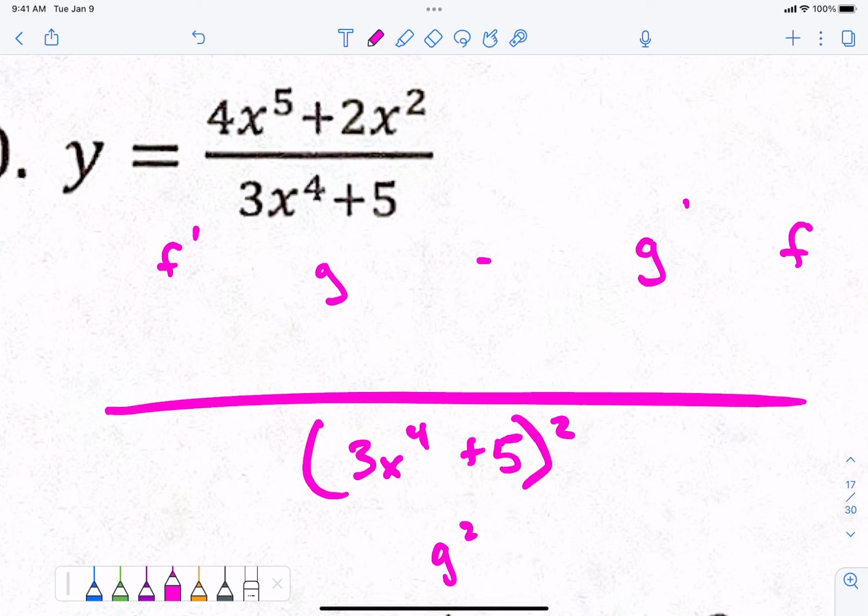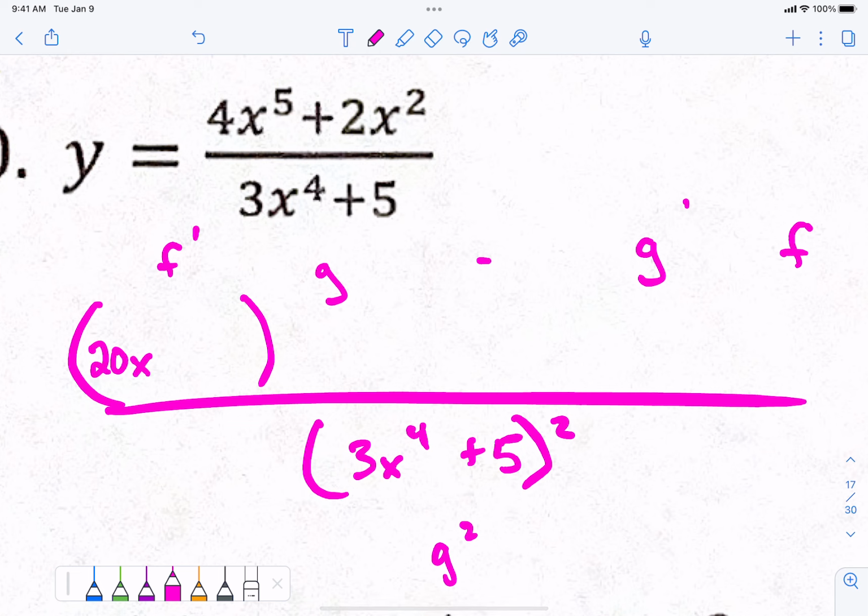How often would you say we use the chain rule? Pretty often. Yep, pretty often. Why? You don't like the chain? I hate the chain. Okay, F prime. What's F prime? 4x to the fifth. No, 16x to the fourth. Or 20x to the fourth.